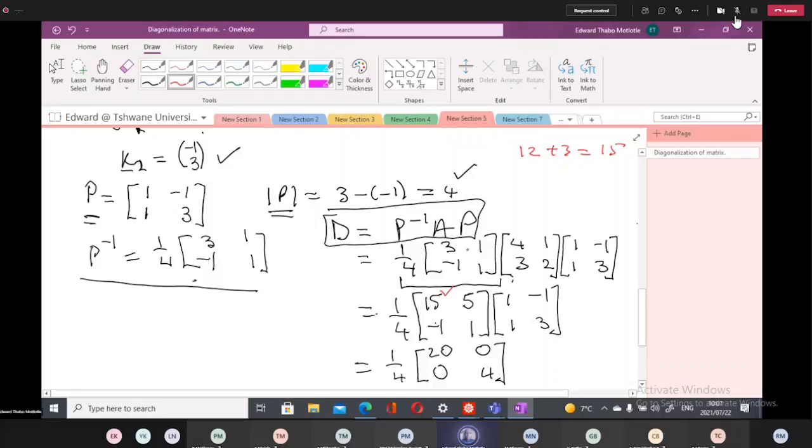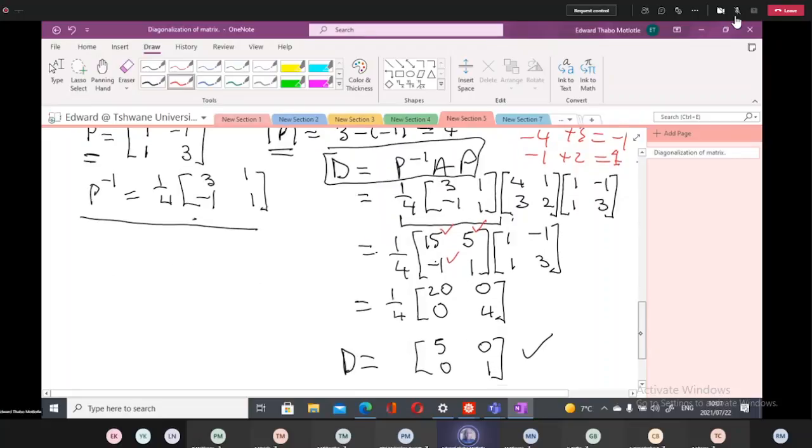Then you multiply 3 by 1, it gives you 3. 1 by 2, this is plus 2, this gives me 5. So that's how I got that 5. Minus 1 multiplied by 4 is minus 4. 1 multiplied by 3 is plus 3, this equals minus 1. That's how I got minus 1. Minus 1 multiplied by 1 is minus 1. 1 multiplied by 2 is plus 2, this equals 1. That's how I got 1.